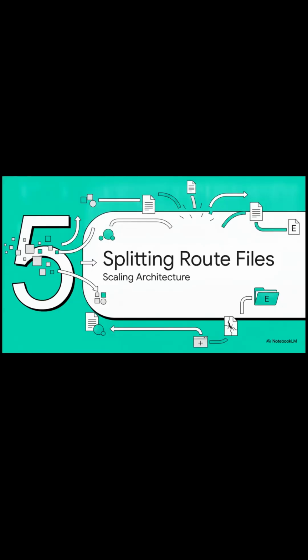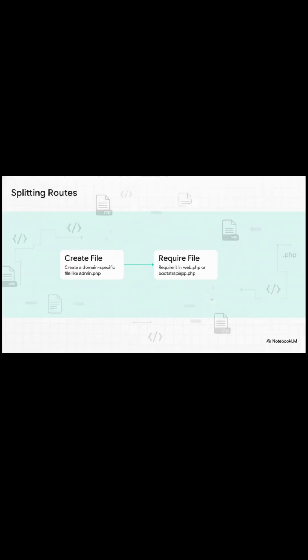Finally, we arrive at section 5, splitting your route files. For massive enterprise applications, even perfect grouping isn't enough. When you hit hundreds of routes, you have to break things apart. By systematically moving domain-specific routes into their own dedicated files, you completely eliminate that endless scrolling problem once and for all. For instance, you could take all your admin-related route definitions and put them in a separate admin PHP file.